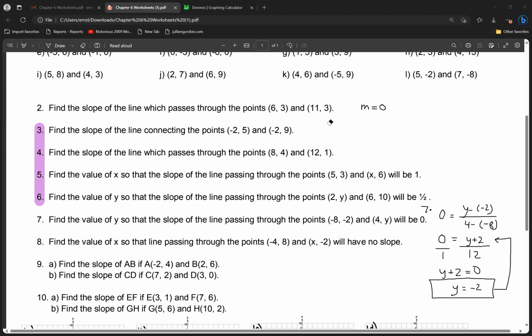Number 8. Okay, what do I write for 8? Is it 0? No, slope would be undefined, right? It won't be 0. It'll be undefined. When we have an undefined slope, what does that mean? It means the top is 0 or the bottom is 0?